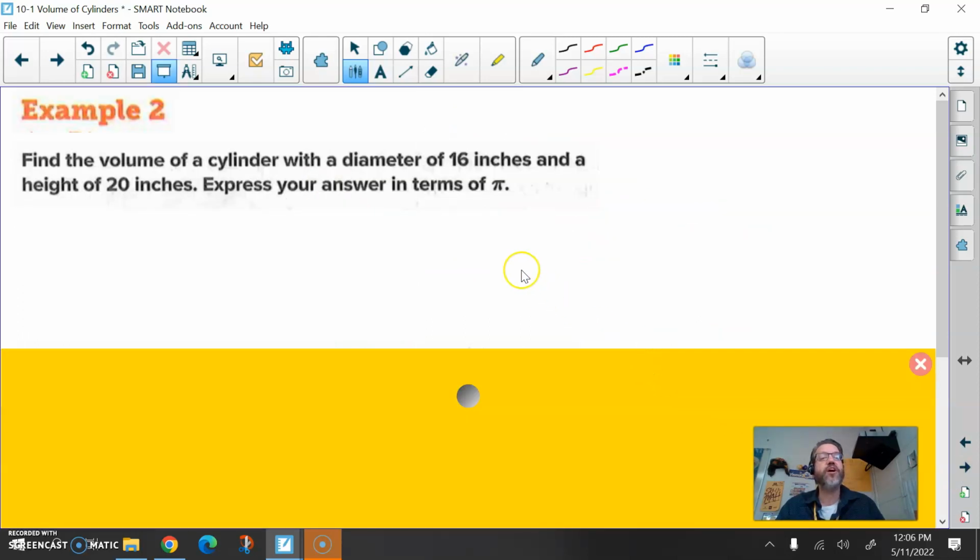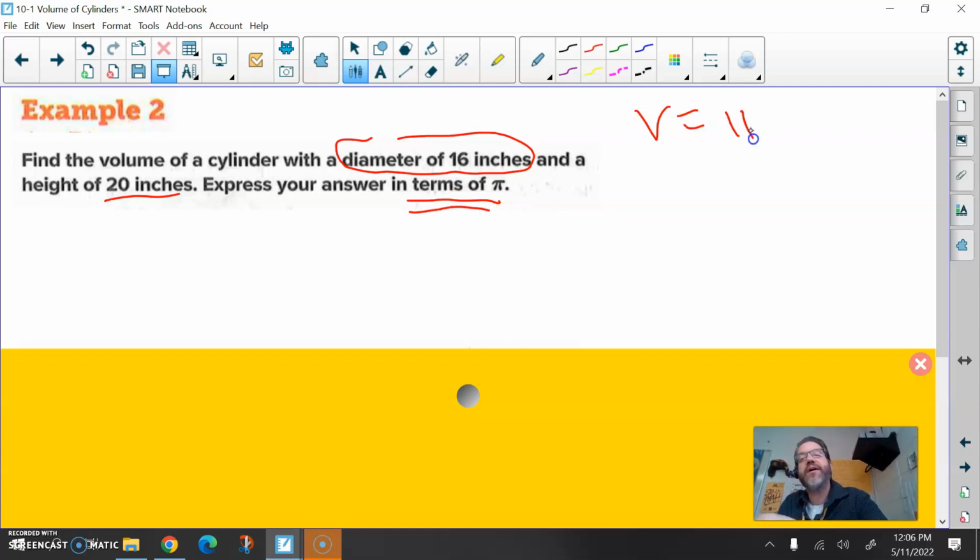All right, find the volume of a cylinder with a diameter of 16 inches and a height of 20 inches, and express your answer in terms of pi. All right, so let's write our formula down. V equals pi r squared h. And again, since we're doing this in terms of pi, I'm not going to put anything in for pi. I'm just going to call that pi times.